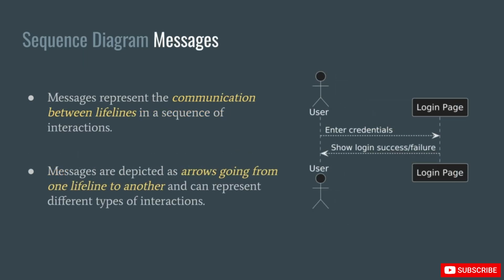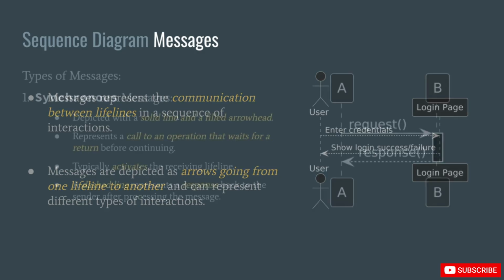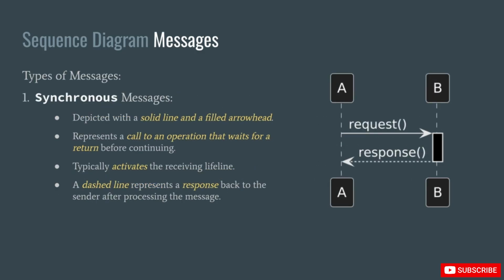Messages show communication between lifelines in a series of interactions. Messages are depicted as arrows between lifelines and can represent various types of interactions. Synchronous messages are depicted with a solid line and a filled arrowhead. They represent a call to an operation that waits for a return before continuing, typically activating the receiving lifeline.